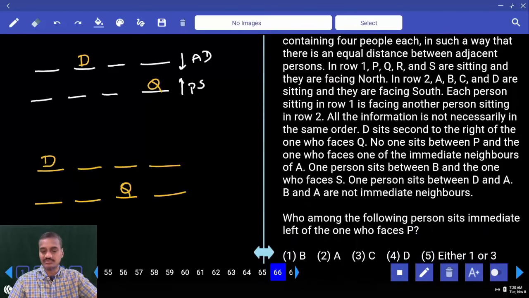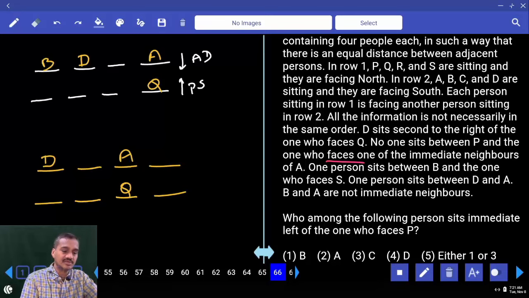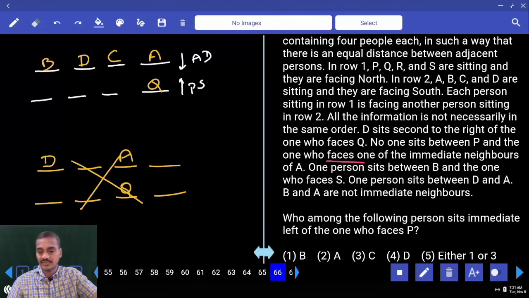No one sits between P and the one who is an immediate neighbor of A. One person between B and the one who faces S. One person between D and A is clearly given. One person between D and A. And B and A are not immediate neighbors, B is here. And B and A are not immediate neighbors, in the second case, is it possible? No, hence this case is ruled out. Now we are left with this one. Then D sits second to the right of the one who faces Q.